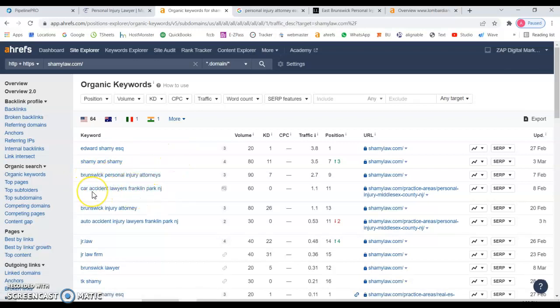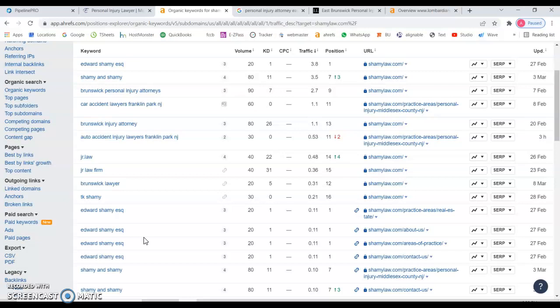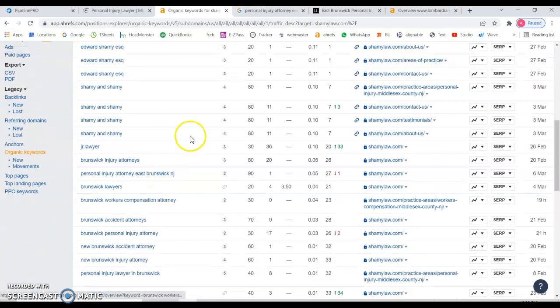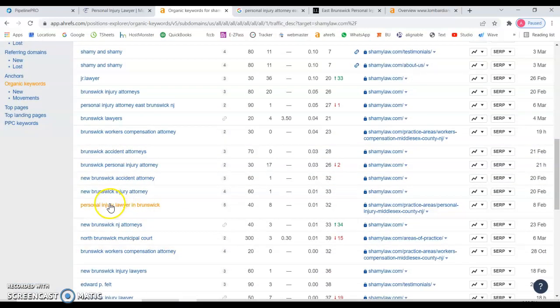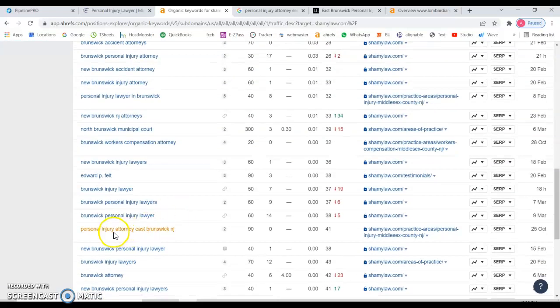But for example, this one, car accident lawyers, Franklin Park, New Jersey. There are 60 searches a month, and you're on the second page. You're only getting one visit because you're on the second page. And I'll explain that in a second. Why is that? Brunswick injury, we'll talk about that as well. That is not really detailed. Personal injury law in Brunswick, not really. This one, for example, personal injury attorney, East Brunswick, New Jersey. There are 90 searches a month, and you're almost on the fifth page, so you're not getting any traffic.